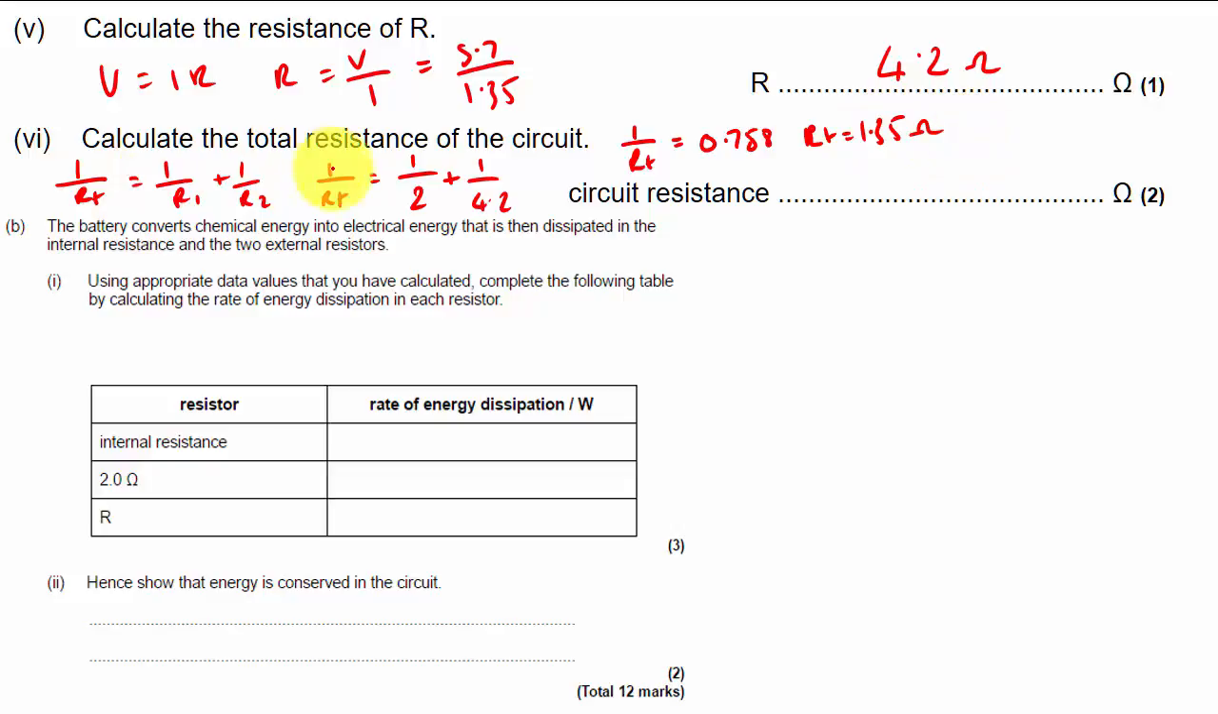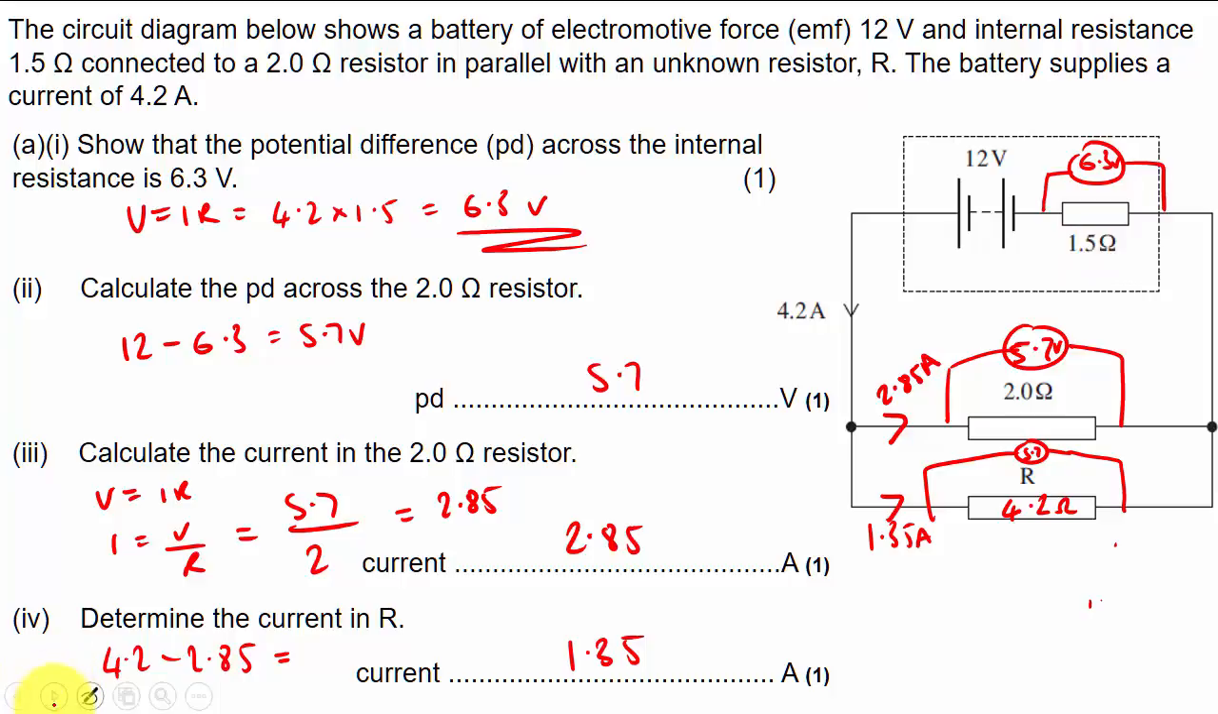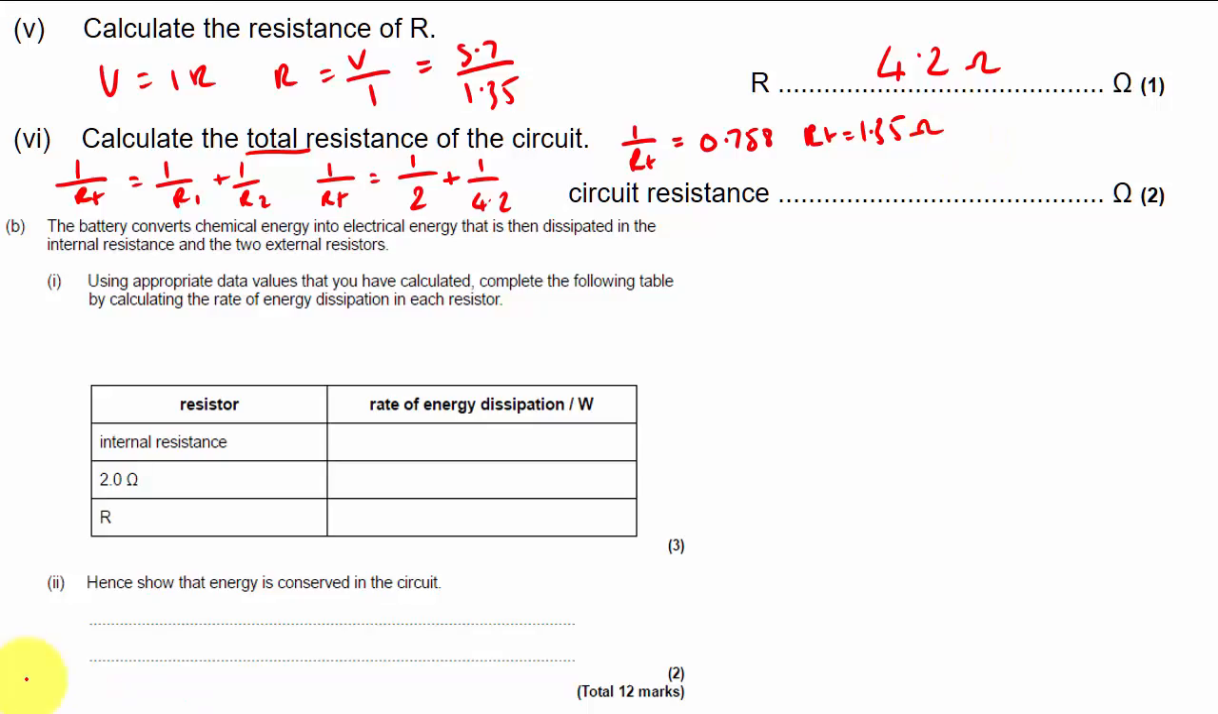Now, since it says calculate the total resistance of the circuit, it actually means include the internal resistance, which is quite easy to miss. The internal resistance was already given to us as 1.5, so for the final bit, 1.35 plus 1.5 gets me 2.85 ohms. Okay, so quite a bit of work to do for 2 marks there.